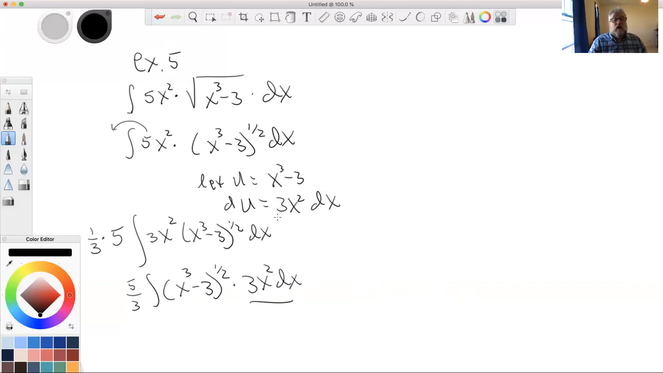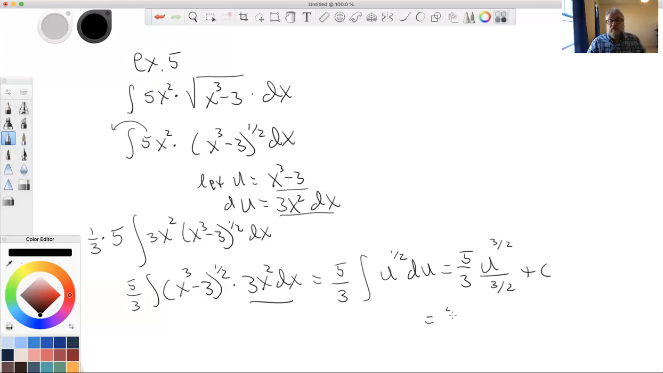Now I have my differential for u, and I have my function of u in here. So I'm going to rewrite this. Got to remember to keep that coefficient here. This is what people forget, when they get stressed they'll forget about that coefficient and it just kind of disappears and drifts away, and that's bad. So 5/3 times the integral of u to the 1/2 du. 1/2 plus 1 is 3/2. Oh, there's our little fraction in the denominator.